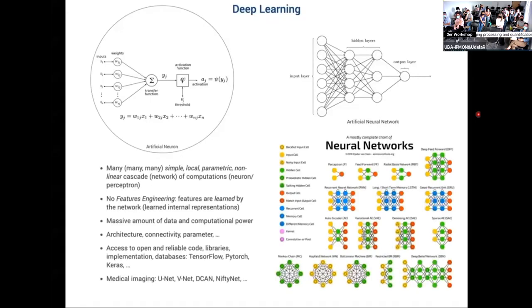This leads to another characteristic of these networks. Usually, a huge amount of data is needed for training this high number of parameters. Also, it requires huge computational power, usually using GPUs instead of CPUs. On the other hand, there are many open and reliable libraries for working with these architectures. Also, trained networks can be downloaded and adapted to a particular problem. In particular, in medical imaging, there are many available networks such as UNet, VNet, NiftyNet, and many more.